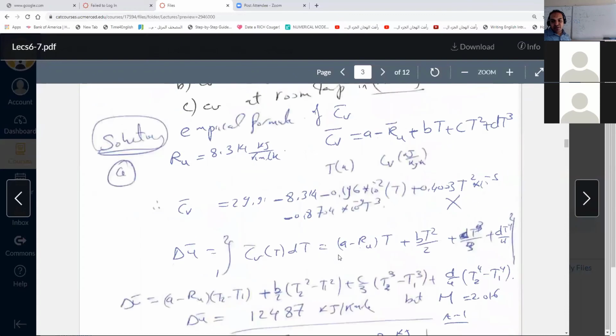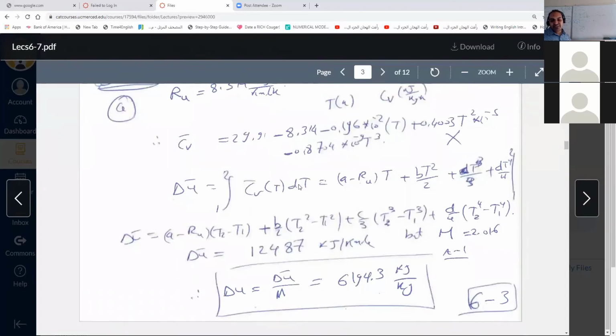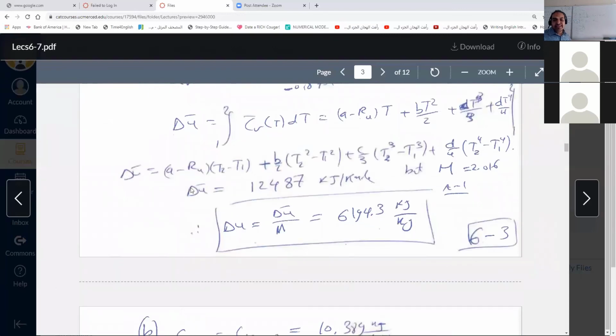So the first step, I got CP bar from the table: A plus BT plus CT square plus DT cube, minus R universal became CV bar. Use it in the integration of CV delta T to get delta U bar. Integrate and substitute the upper limit, T2 minus T1. I mean T2 square minus T1 square, T2 cube minus T1 cube, and so on. After integration, you get delta U bar.